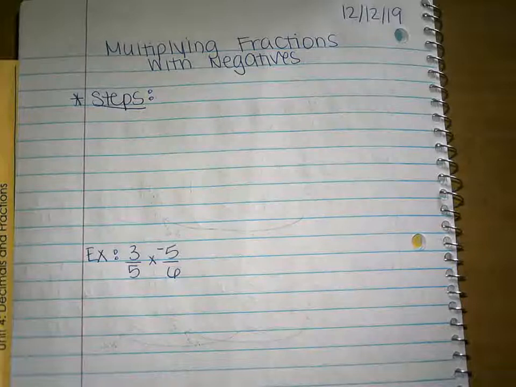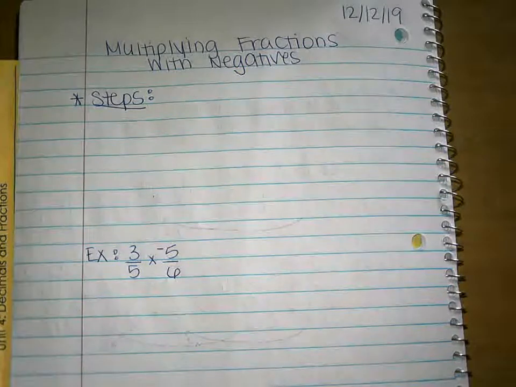Now, adding and subtracting, we worried about our integer rules first, correct? Multiplying and dividing, when do you think we're going to worry about our integer rules? Last. We're going to pretend they're not even there. So it's the very last thing we will do will be our integer rules. Is that understood? Okay?